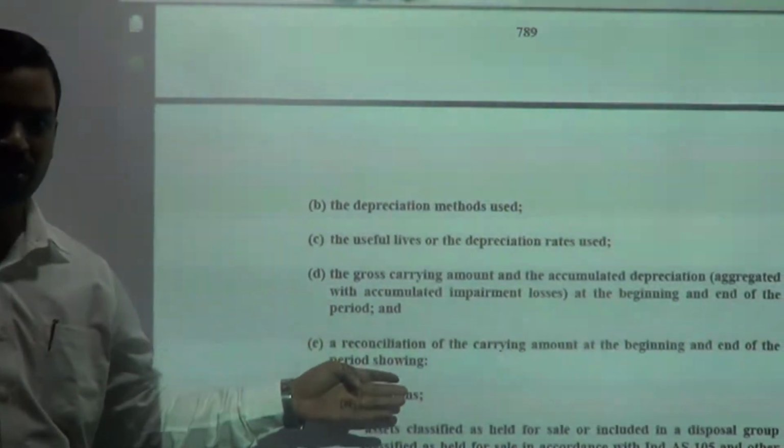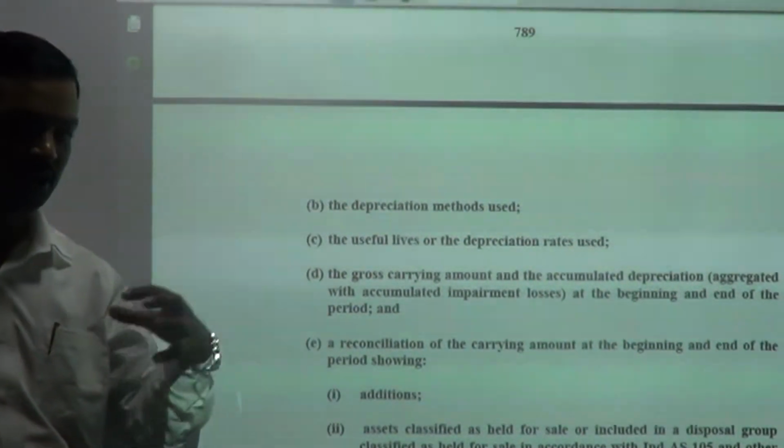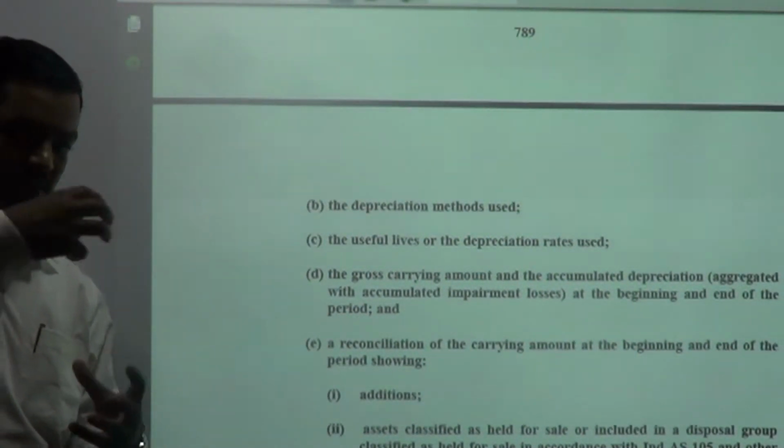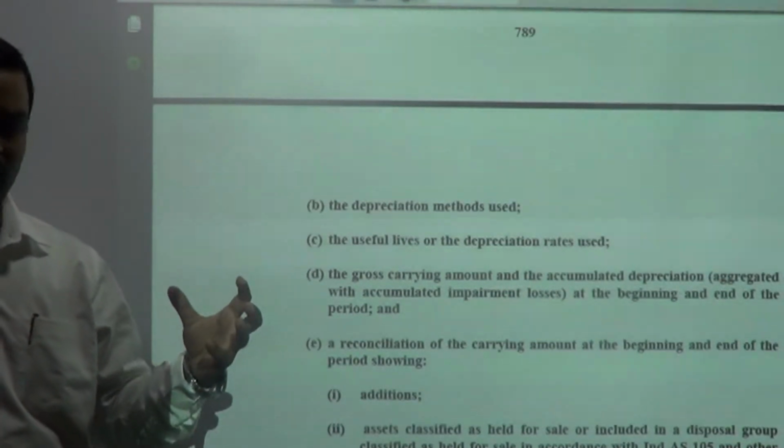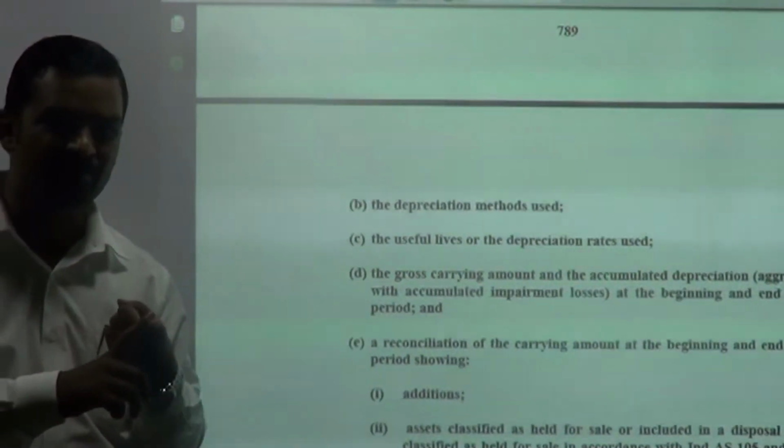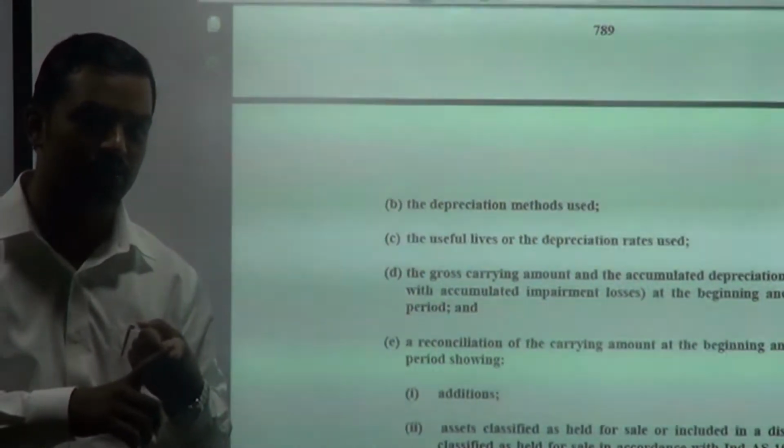See here, carrying amount means WDV. What was the WDV at the beginning of the year? What is the WDV at the end of the year? The WDV at the beginning and the WDV at the end may not be the same, because there might have been some additions to the asset which might have taken place during the year.